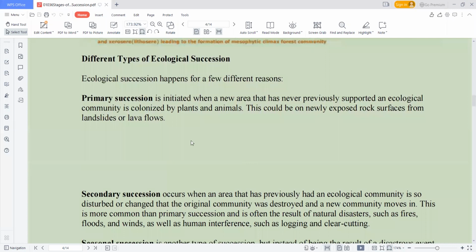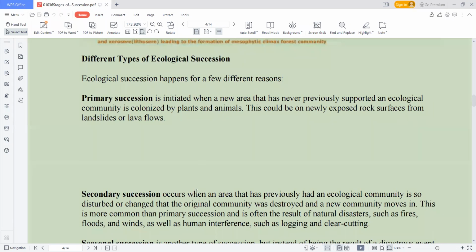Primary succession is initiated when a new area that has never previously supported an ecological community is colonized by plants and animals. So if the ecological succession starts on a bare area which was not previously supported by living organisms, it is called primary succession. For example, newly exposed rock surfaces from landslides or lava flows. The area is occupied only now, and previously no living organisms existed here. So it is called primary succession.